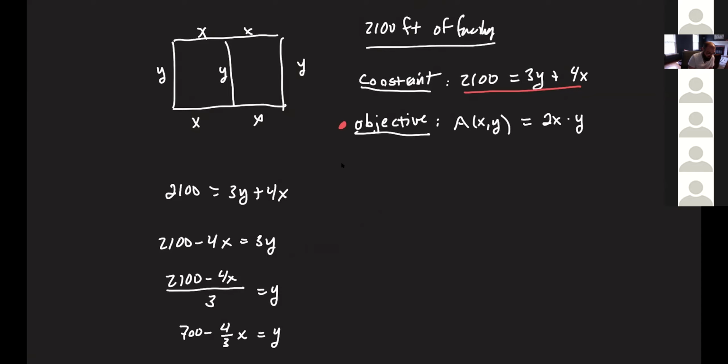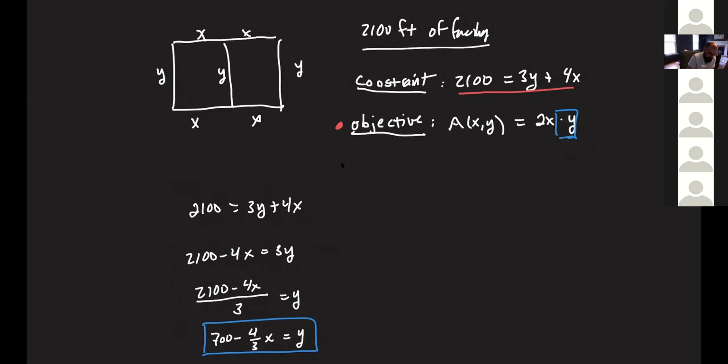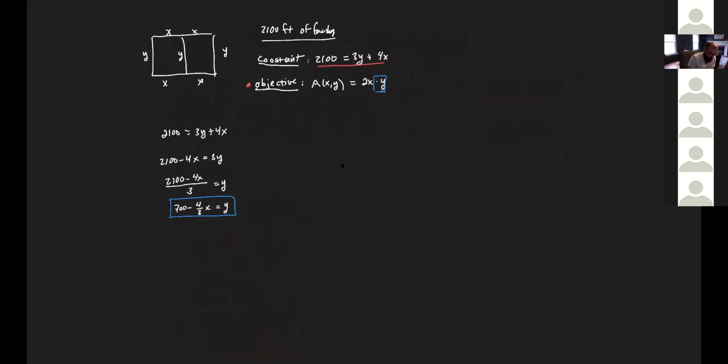Okay, so what I'll do is I'll take this for y, and then I'm going to substitute it in over here. So I'm going to go ahead and plug that in, and so what I'm going to get at the end of that, find the spot here where I can zoom. So what I'll get is a single variable equation just in x, right? So I'll get area just based on x is 2x times 700 minus 4/3 x.